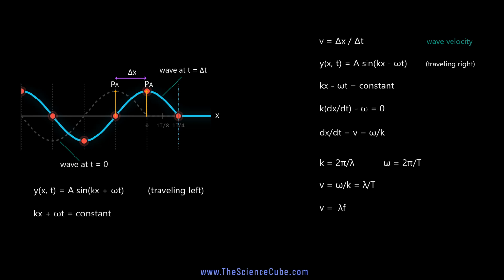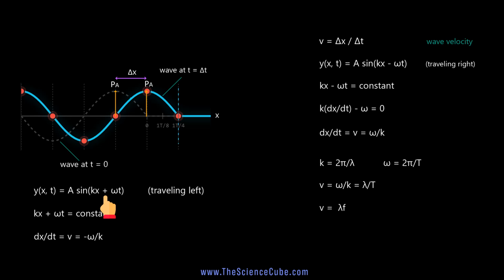Interestingly enough, if you analyze this wave the same way we did for the first one, you'll find its velocity to be dx upon dt equals minus omega upon k. And that minus sign is the key. It verifies that the wave is indeed moving in the negative direction of x and justifies why we switched the sign here in the first place.